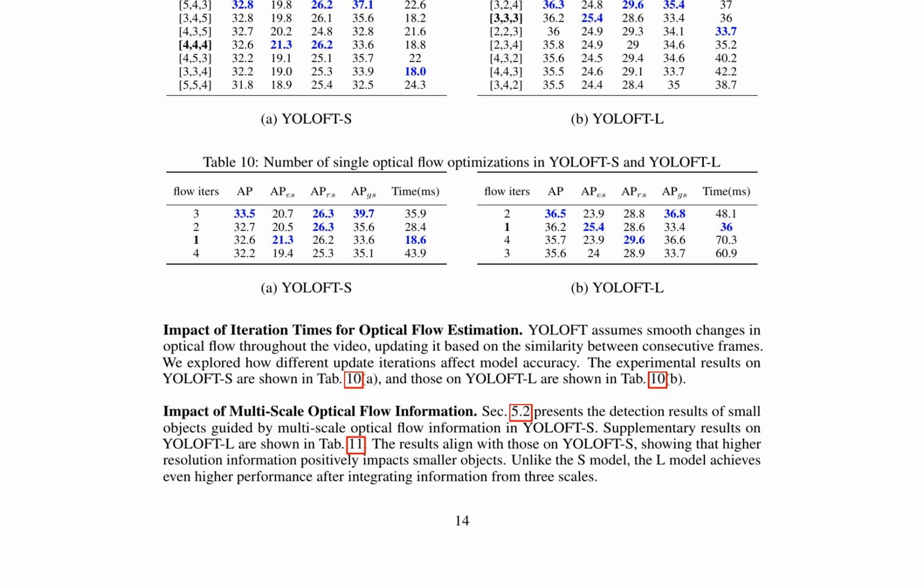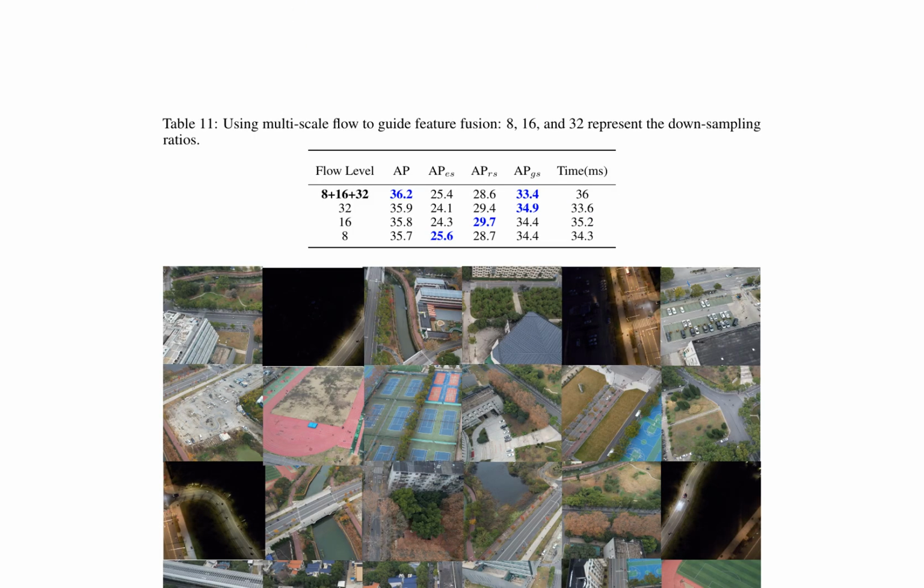This is evident in both YOLOFT-S and YOLOFT-L models, with the L model achieving higher performance after integrating information from 3 scales. These findings highlight the significance of carefully selecting and optimizing model components and parameters to achieve optimal performance in object detection tasks. In Table 11, an ablation study on the effectiveness of multiscale flow in guiding feature fusion for object detection is presented.